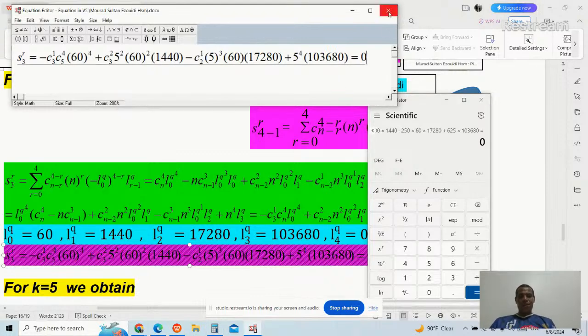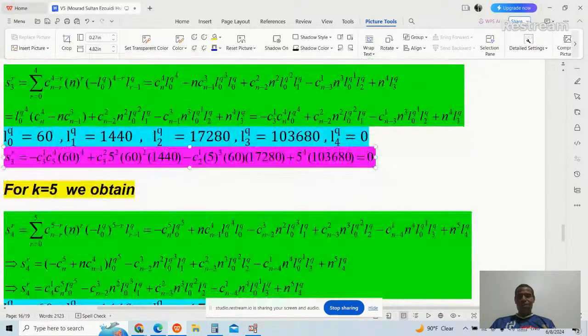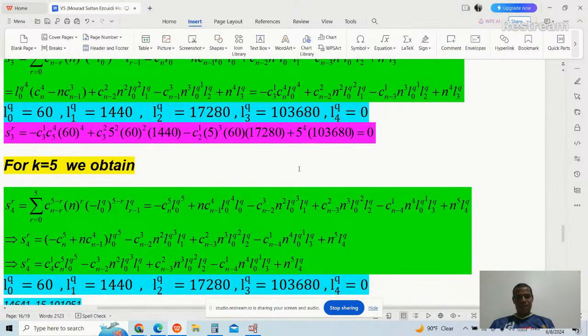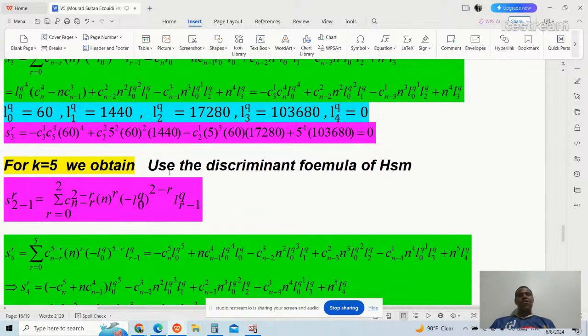Now I will close this one. I'll go down. In order now, learners, to find the value of S4, I should use the discriminant formula of HSM. HSM means Mourad Sultan Ezouidi. H is the name of my mom, S the name of my father Sultan, and M is Mourad.